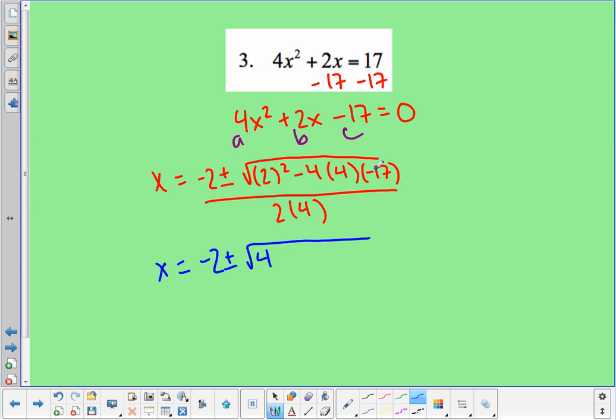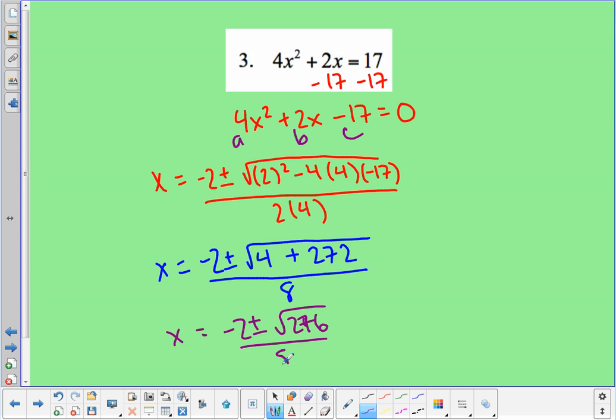Negative 4 times negative 17, and I end up with 272 there. Because it's a negative times a negative, it's now positive 272. In the denominator, we all know that 2 times 4 gives me 8. All right, keep going. I have negative 2 out front, still haven't done anything with it. Underneath the radical, 4 and 272 is 276, all divided by 8.